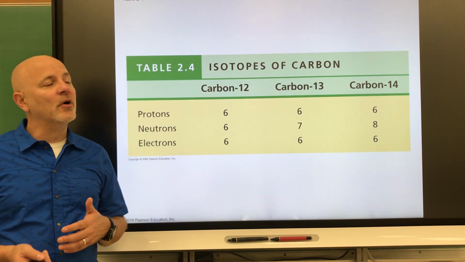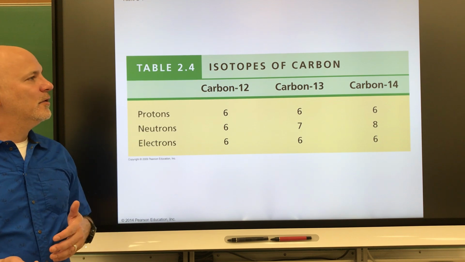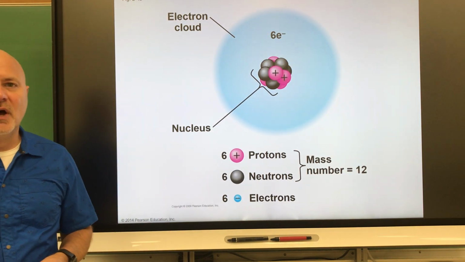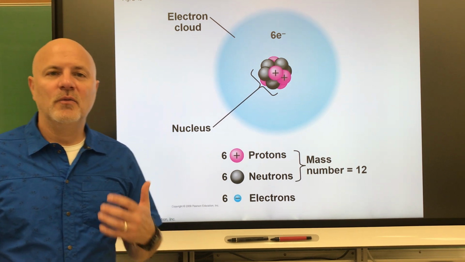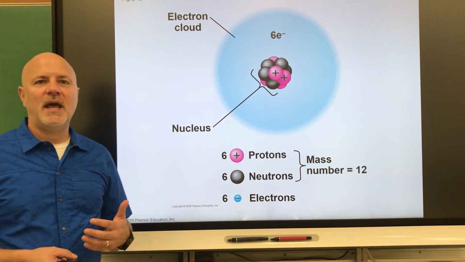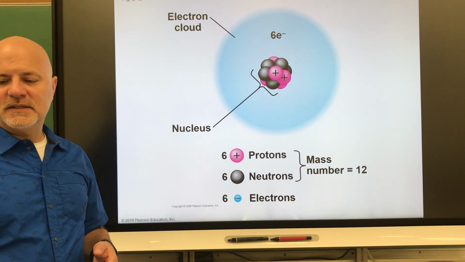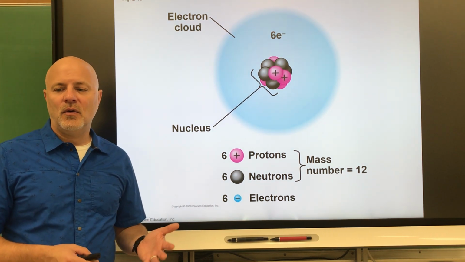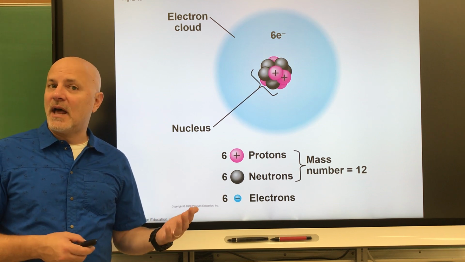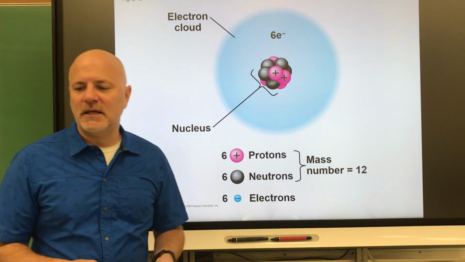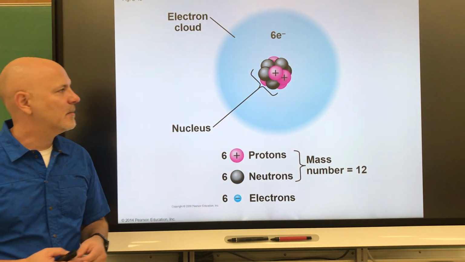We can change the number of neutrons, still have the same element. We can also change the number of electrons and have the same element. And when we do that, we create what is known as an ion. An ion is a charged particle. It is an atom that has either gained or lost an electron. So an atom or a group of atoms. Okay? So if an atom gains an electron, that atom becomes negative.